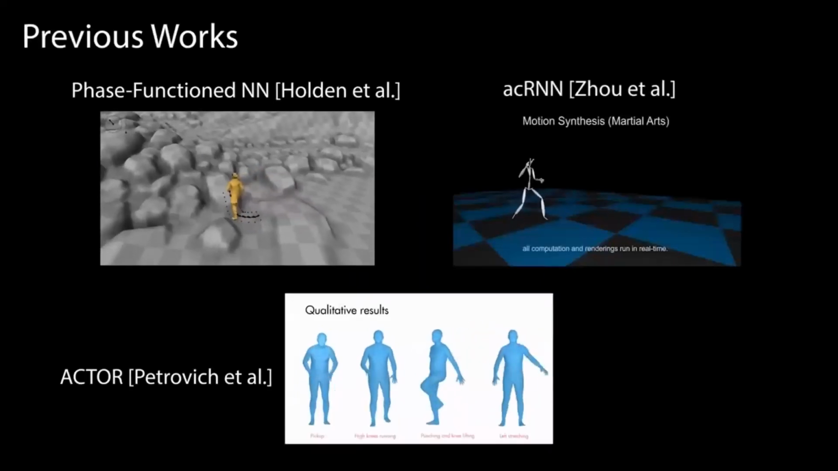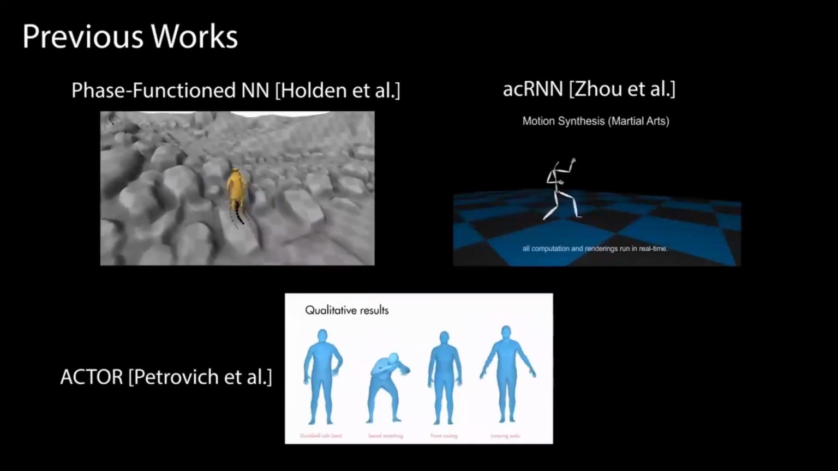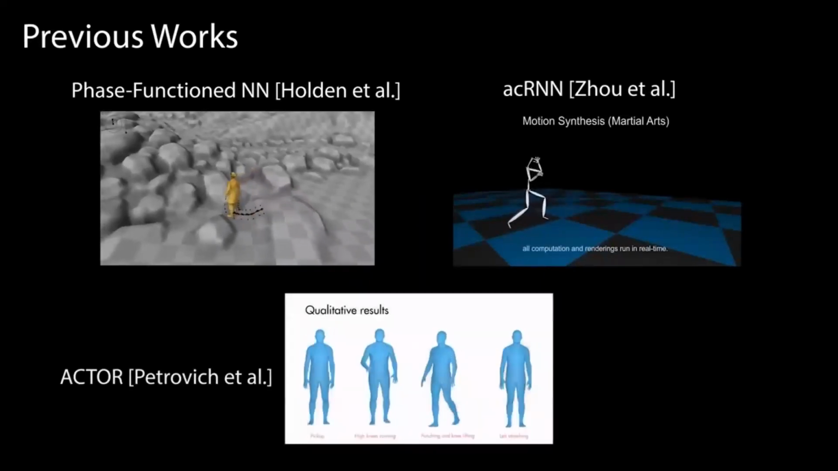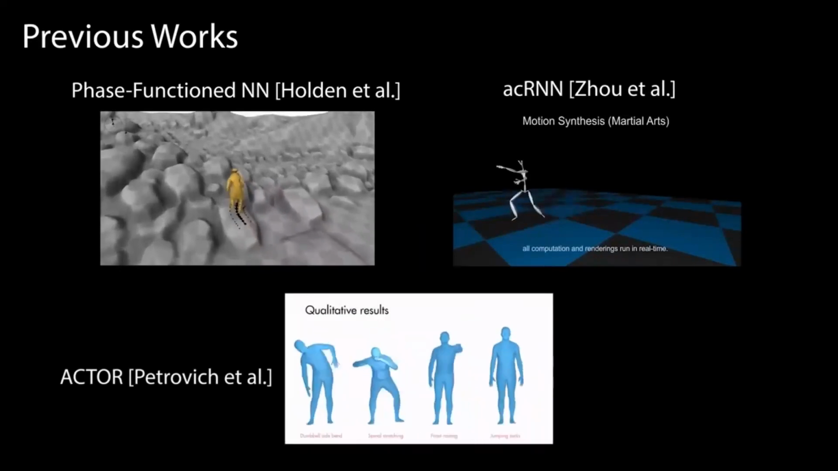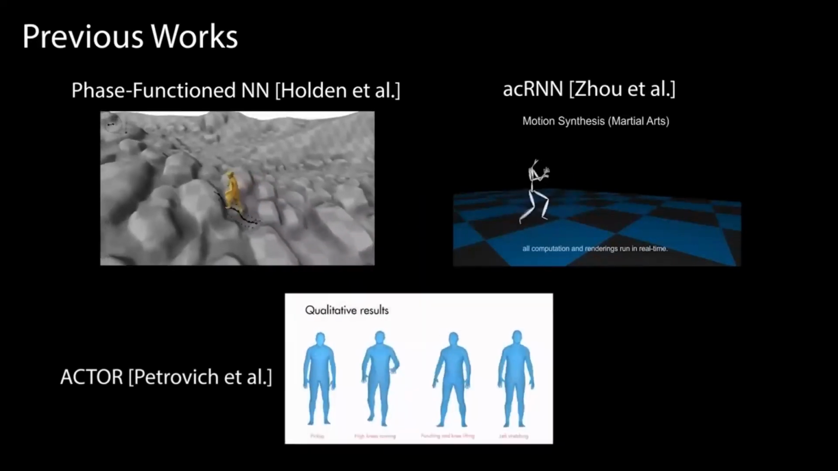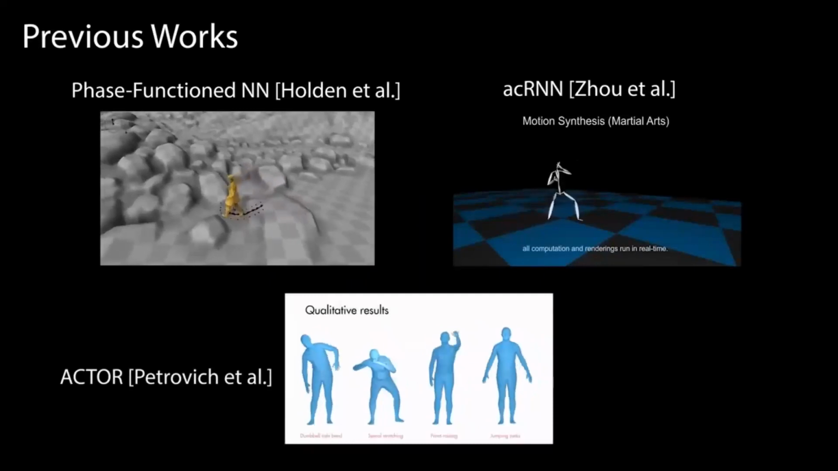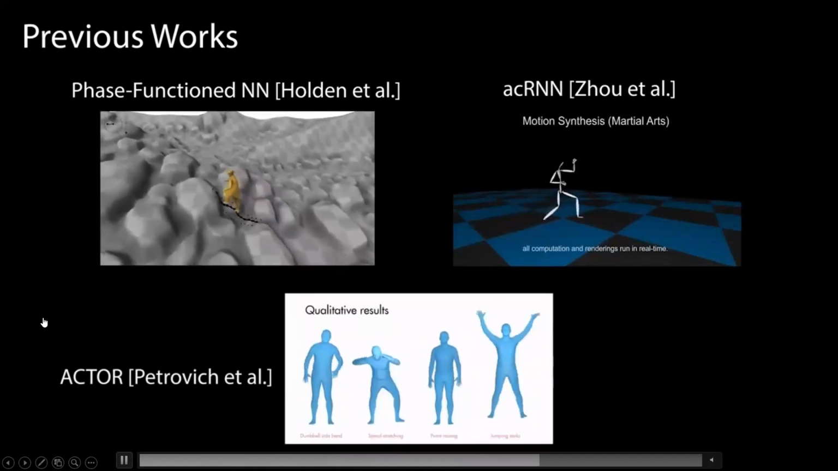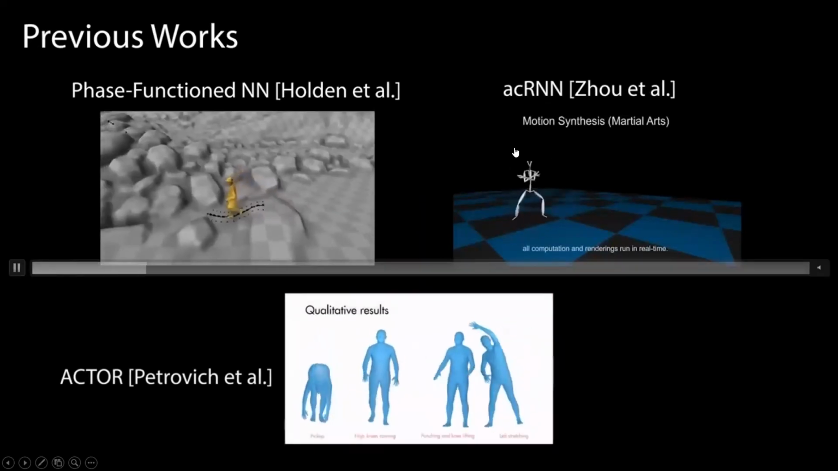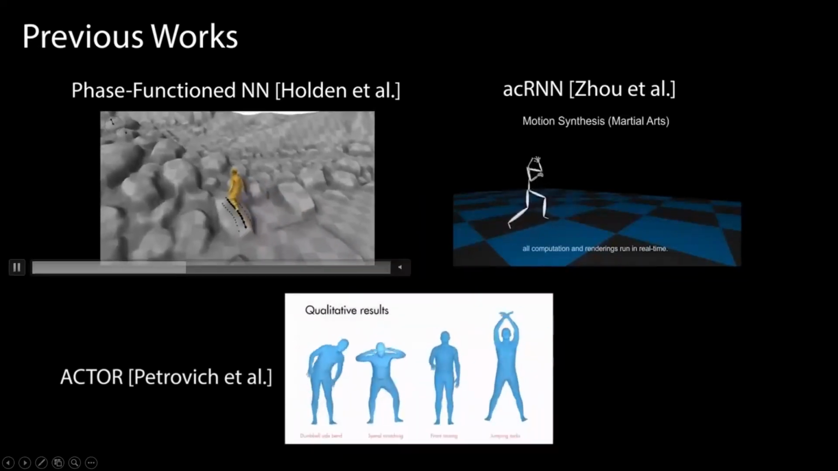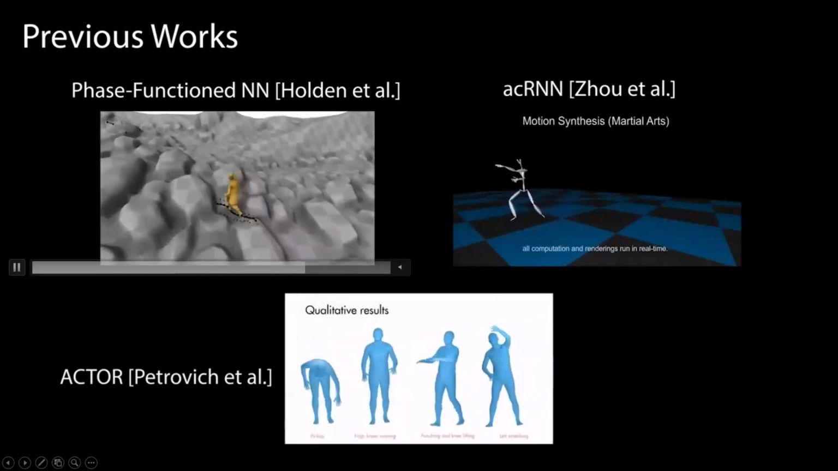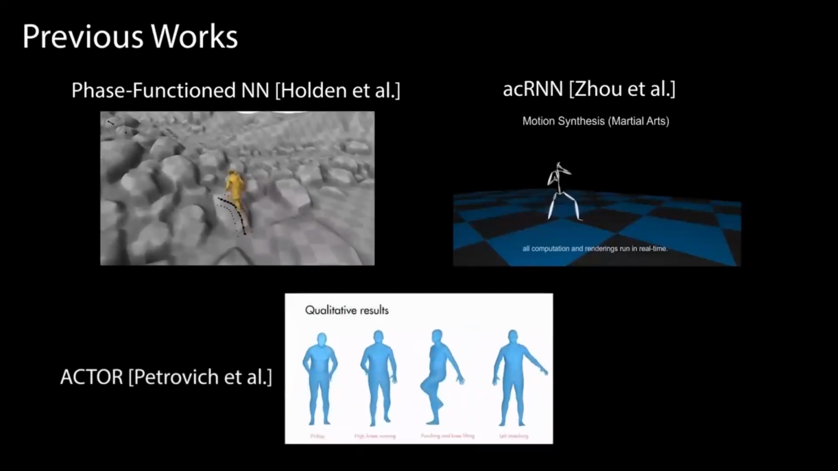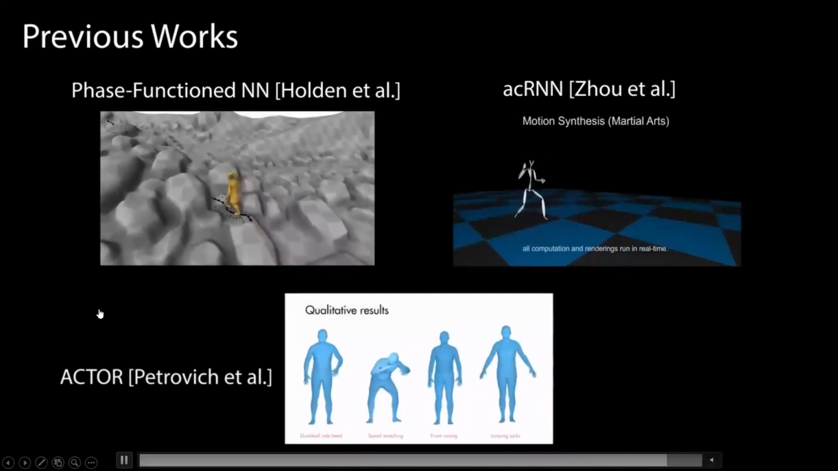And with the growth of neural network methods, many neural models for motion synthesis have been developed in recent years. However, most of them focus on action conditioned generation. PFNN needs space labels for the motion data, and ACRNN is conditioned by a set of initial frames. And ACTOR requires a structured dataset and is conditioned by a label indicating a specific action.